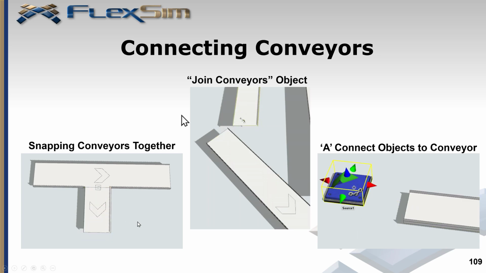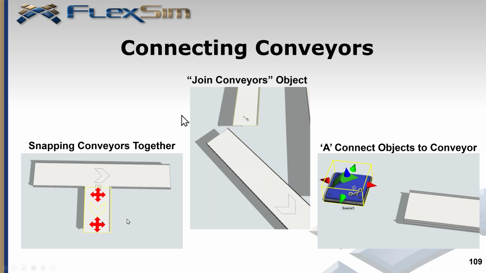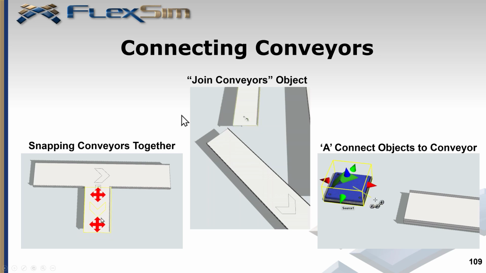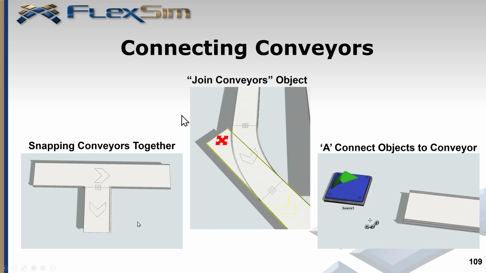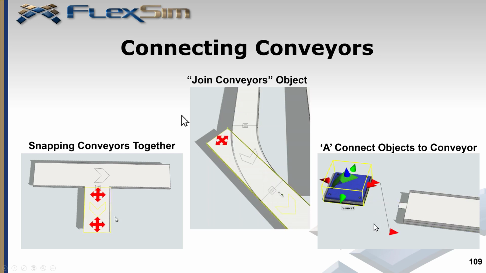Even though the join conveyors object is in the Flexsim library, it actually functions more like a tool than a 3D object. But because the tool creates a new curved conveyor in the process of connecting two existing straight conveyors together, it's considered a library object. It's an extremely useful time-saving tool for getting a large conveyor system model built.